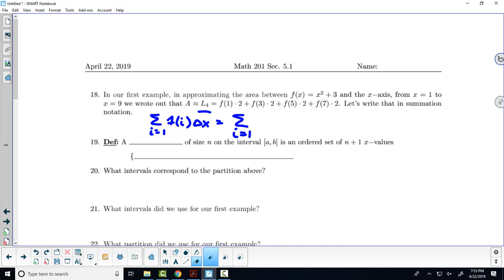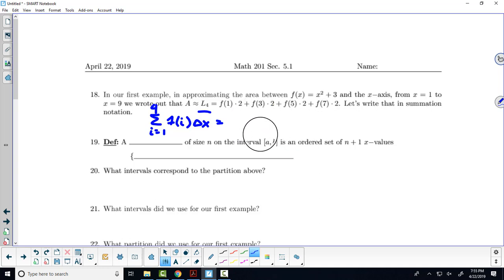So n stands for the number of rectangles that we have. So n is 4. So this would be f of i times delta x. What is delta x in this problem? The delta x was 2. You may not agree that this was a time saver, but this expression, if you were to unfold it, would look just like... I've got to be a little more careful here. I'm sorry, I'm on autopilot and I shouldn't be.